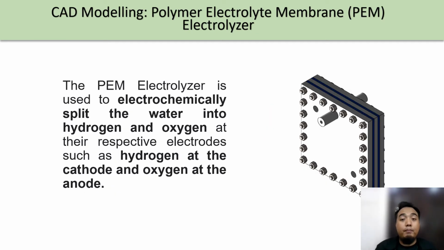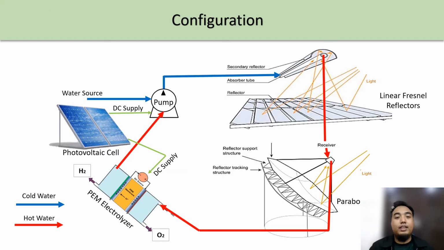The last main component is the polymer electrolyte membrane PEM electrolyzer. The PEM electrolyzer is used to electrochemically split the water into hydrogen and oxygen at their respective electrodes, such as hydrogen at the cathode and oxygen at the anode. This is the best configuration that I have come up with by doing some literature reviewing.